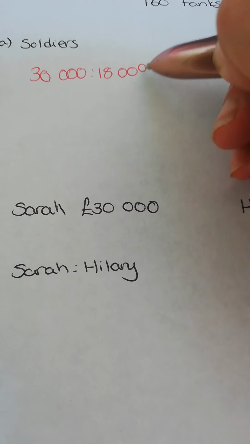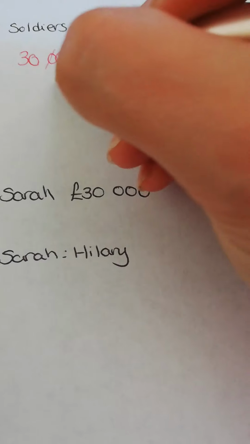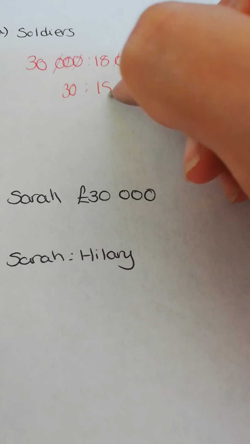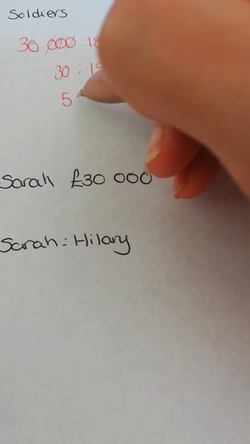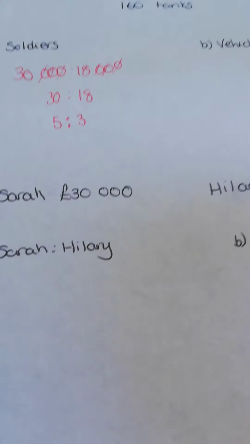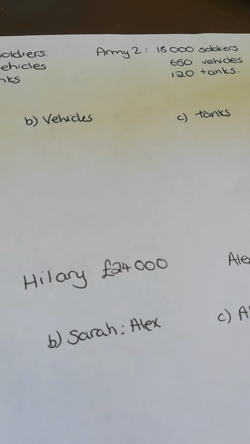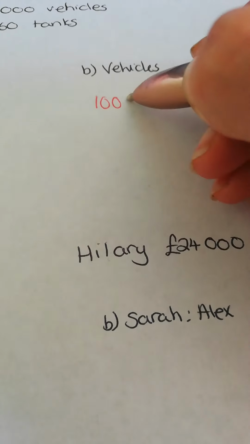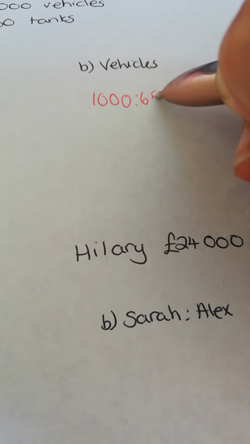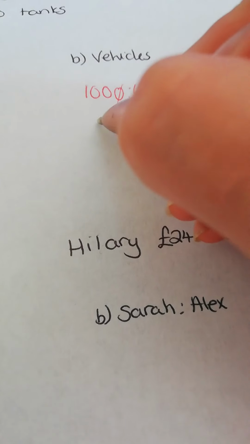Okay, and again we can do the same thing with the zeros. That's the same thing as 30 to 18, and they both divide by 6 to give you 5 to 3. Okay, for vehicles, we've got 1,000 to 1,650, if I just focus in on that. Now, we can only divide both sides by 10 really to begin with.